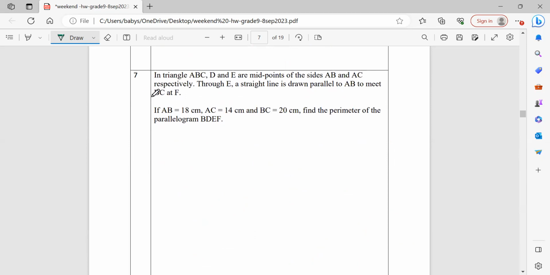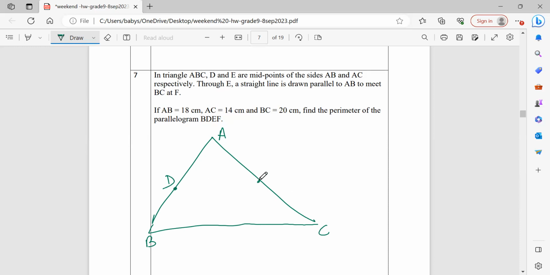This we can do in a triangle ABC, because this is basic midpoint theorem only. So in a triangle, wait, I'll just erase this. So in a triangle ABC, D and E, I'll mark. D and E are the midpoints of AB and AC respectively. D is the midpoint of AB, E is the midpoint of AC. Through E, a line is drawn parallel to AB, like this. Through E, I'm drawing a line parallel to AB, you see.